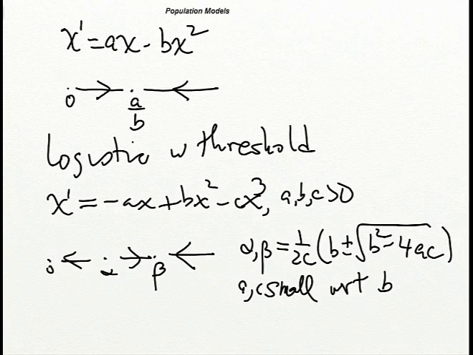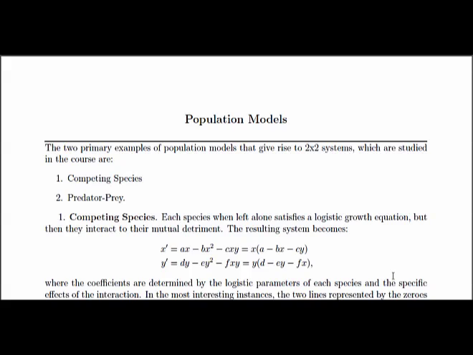So we've given 3 distinct models for a single species, depending upon whether there's a logistic or threshold condition. And we will use those in a moment when we turn to systems, 2x2 systems of autonomous differential equations, which model a population problem. The 2 primary examples of population models that give rise to 2x2 systems, which we study in this course, are competing species and predator-prey. So let's take them one at a time.